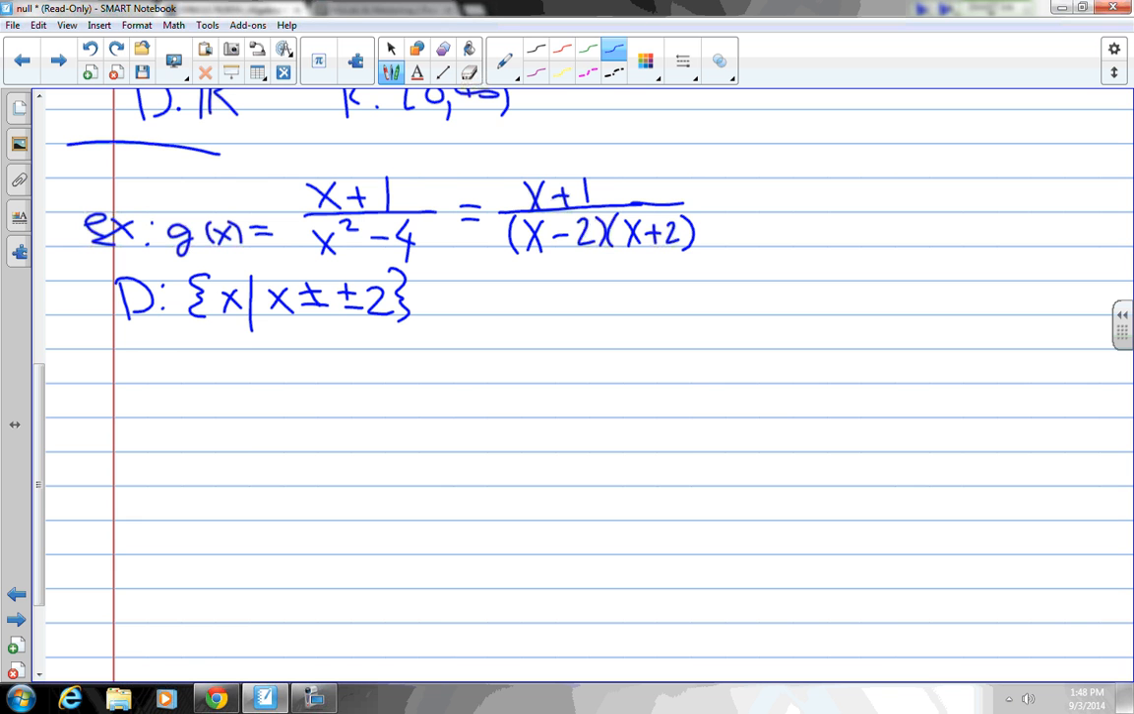And this is my equal sign crossed out, it's not equal. Or if you like the interval notation, you can say it's from negative infinity to negative 2, union from negative 2 to 2, union from 2 to infinity. It's an entire number line with 2 numbers removed, negative 2 and a positive 2.